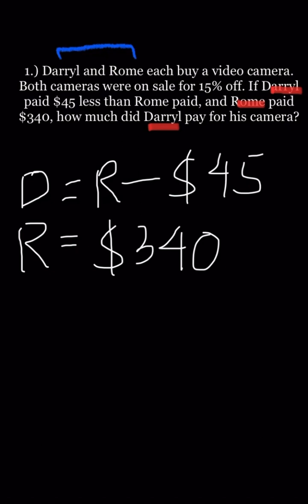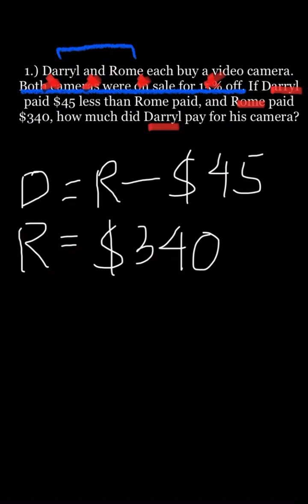And then we have this information. Both cameras were on sale for 15% off. The question, do we need this information to solve the problem? Actually, we don't need this information because we're only asked to solve how much Daryl paid for his camera. So we can cancel this out or cross this information. We don't need this.